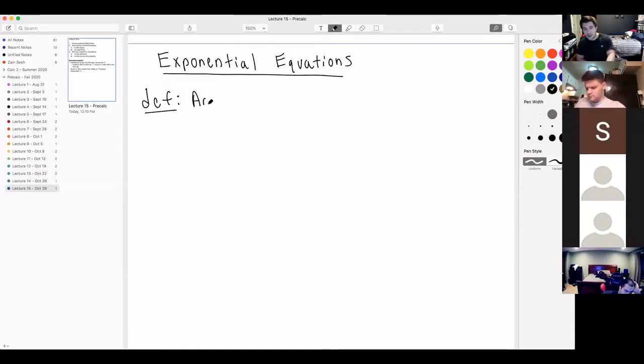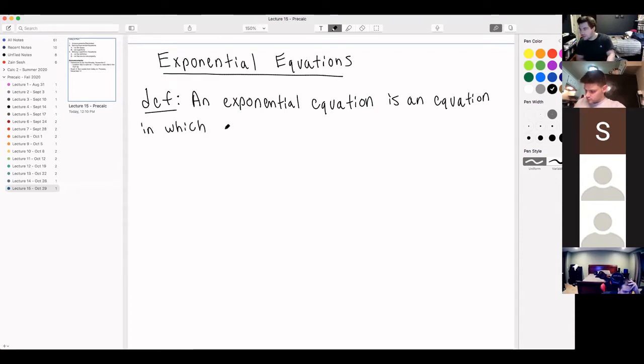So here we go. An exponential equation is an equation, of course, in which the variable, so the variable that we're solving for, is in the exponent. Okay, it's in the exponent. The variable is an equation in which the variable is in the exponent.